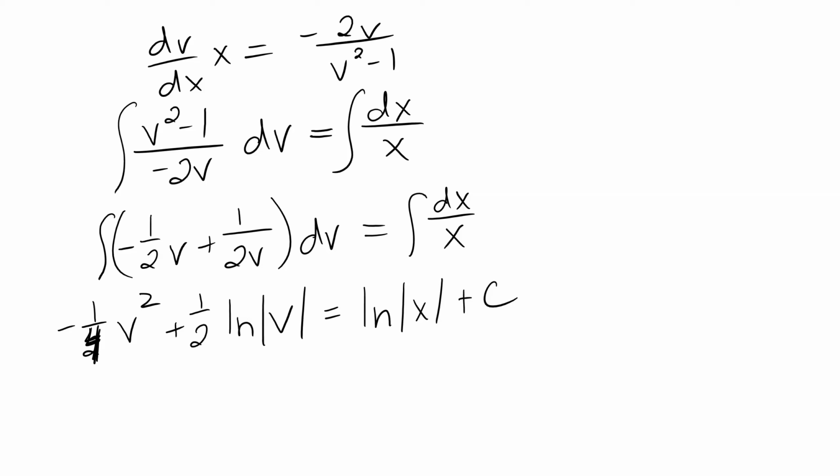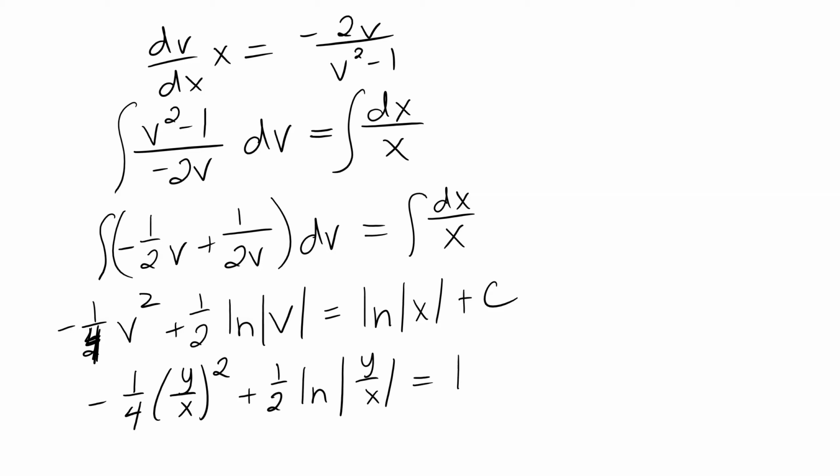Now in this case, I couldn't solve for v if I wanted to, but I cannot leave my answer here. My original variables were y and x, so I must get back to y and x. But what was v? V was y over x, so I'll have negative 1/4 y over x quantity squared plus 1/2 natural log of the absolute value of y over x equals the natural log of the absolute value of x plus c. Now you could do a little simplification.